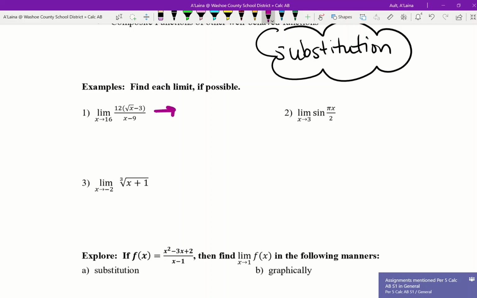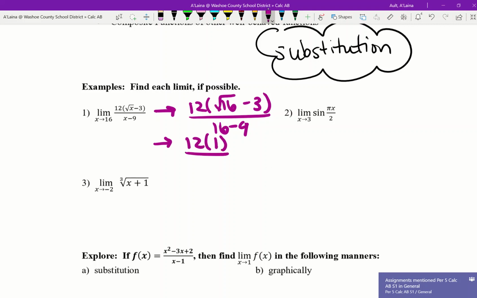So what I'm going to do is take this expression, rewrite it, and substitute in 16 instead of x. And then I'm going to evaluate this. If, when I evaluate using substitution, I get a numerical answer that doesn't have any problems, such as a 0 on a denominator, which would be problematic, then I can go ahead and use the answer that I get as the evaluation of that limit. So this would be 12 times square root of 16, which is 4, 4 minus 3 is 1, over 7. So this would become 12 sevenths. And that's the answer for number 1.